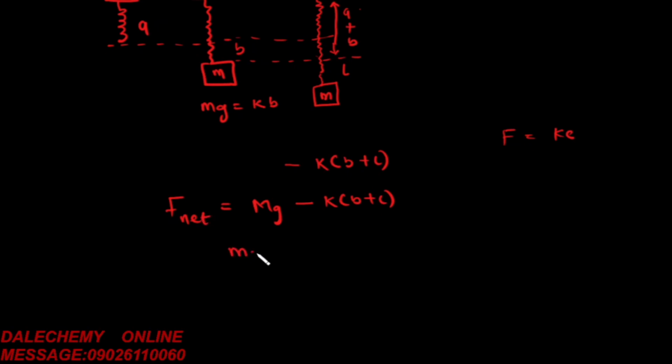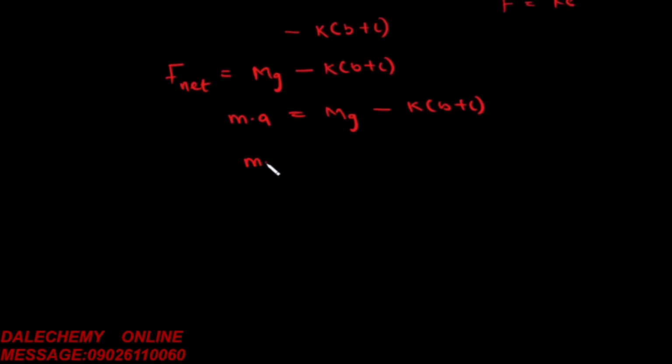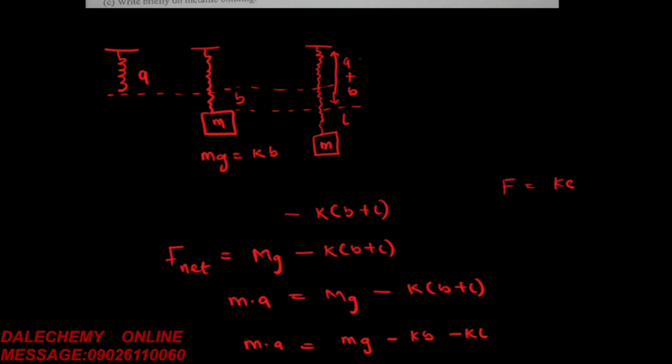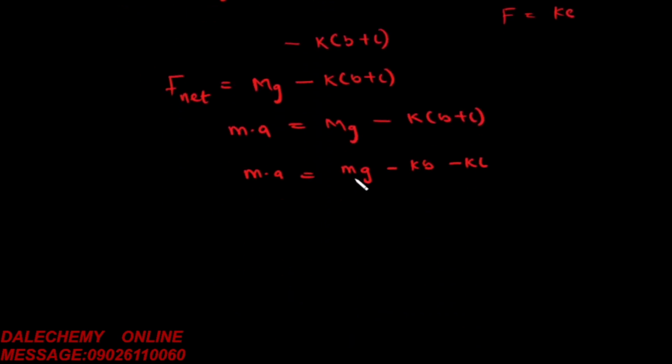And the net force is mass times acceleration. So it will be mass times gravity minus k(b plus L), and it will be m times acceleration equals mg minus kb minus kL. Now don't forget, at equilibrium mg is equal to kb. So mg and kb are the same, and when you subtract them you get 0. So you now have ma equals minus kL. And from here, you can have ma plus kL equals 0.